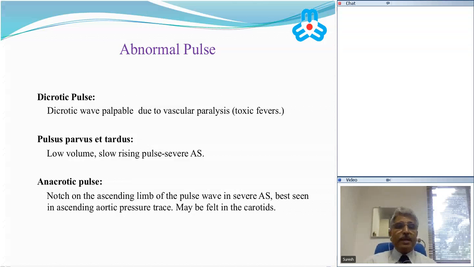The anacrotic pulse is a notch on the ascending limb of the pulse wave, which is seen in severe aortic stenosis. This is more often seen in the ascending aortic pressure trace. If you are attending a balloon aortic valvotomy in severe aortic stenosis, before you have done the balloon valvotomy, if you see the ascending aortic trace, you will invariably note the anacrotic pulse. Occasionally, this can be felt in the carotid pulse. In the radial pulse, you do not feel it.